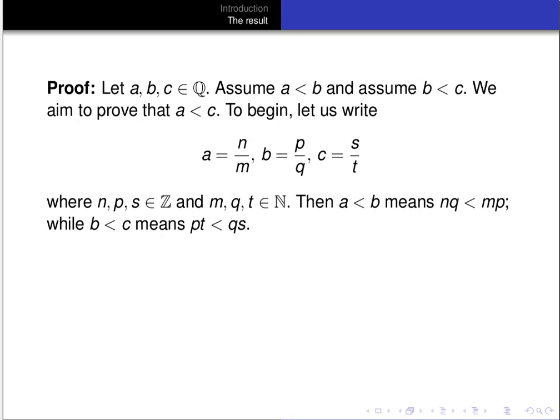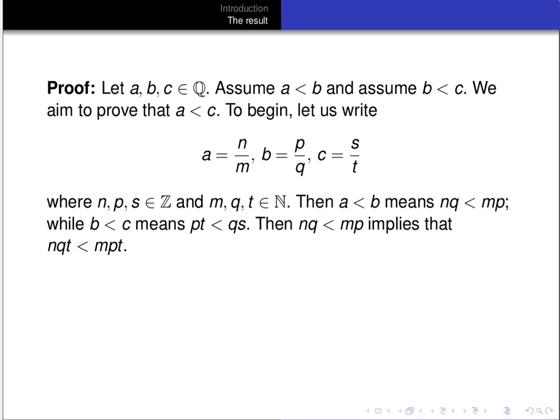Our first assumption, a less than b, implies, according to our definition of the order, that n times q is less than m times p. Our assumption that b is less than c means that p times t is less than q times s. Now notice that if we take the first inequality, nq less than mp, and multiply it by t, it preserves the order because we're multiplying by a positive number. Since t is a natural number, it's positive. So since nq is less than mp, we also get that nqt is less than mpt.